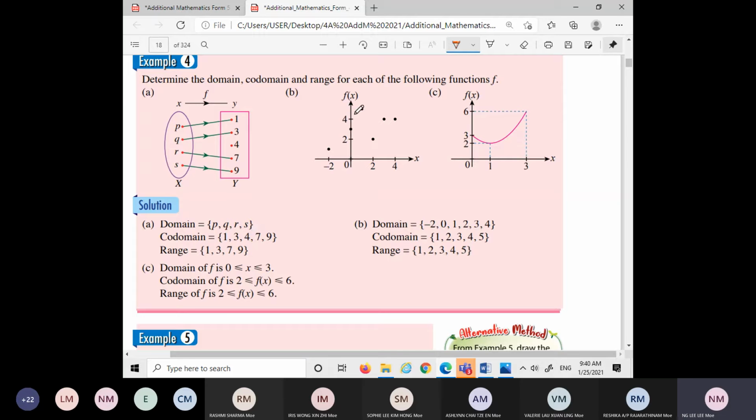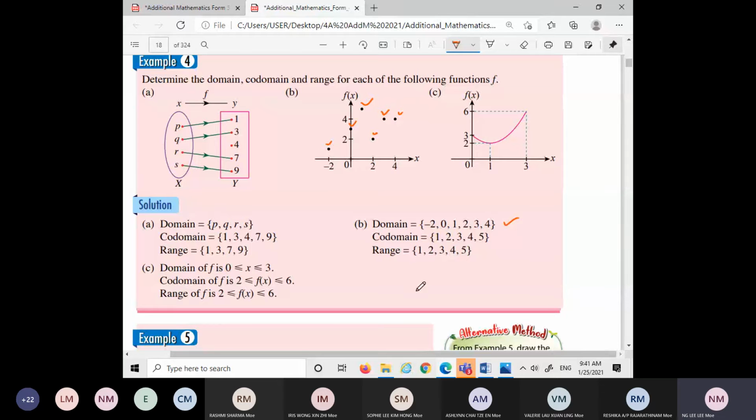Okay, look at B, discrete functions. We start with the domain. The domain is the value here. So this is -2, this is 0, this is 2, this is 4. This one is in between 0 to 2, so this is 1. And this is in between 2 to 4, so this is 3. Therefore, the domain is -2, 0, 1, 2, 3, 4, reading from the x value.